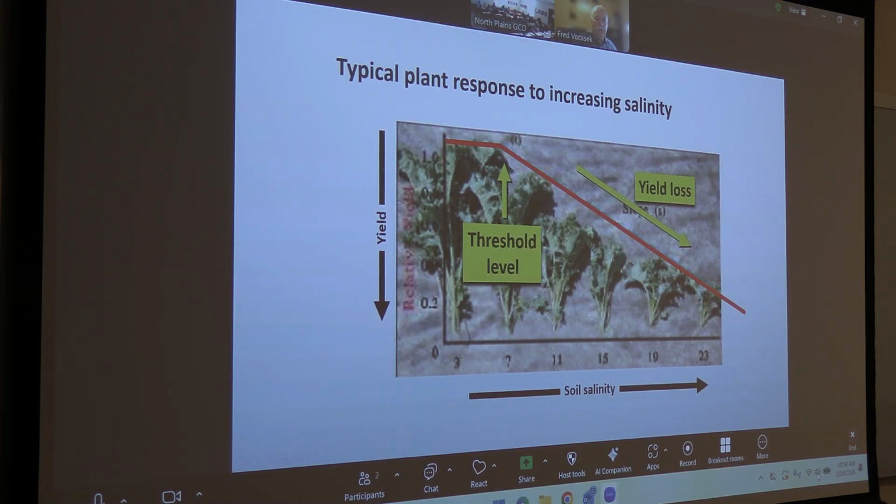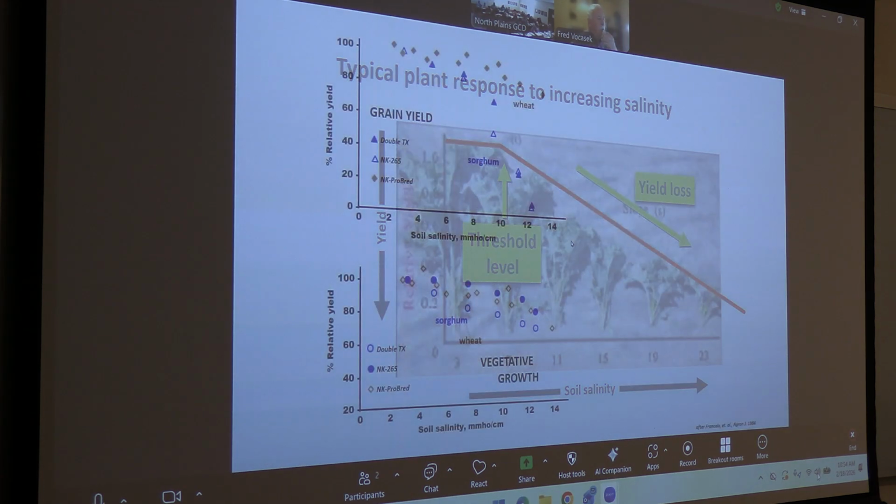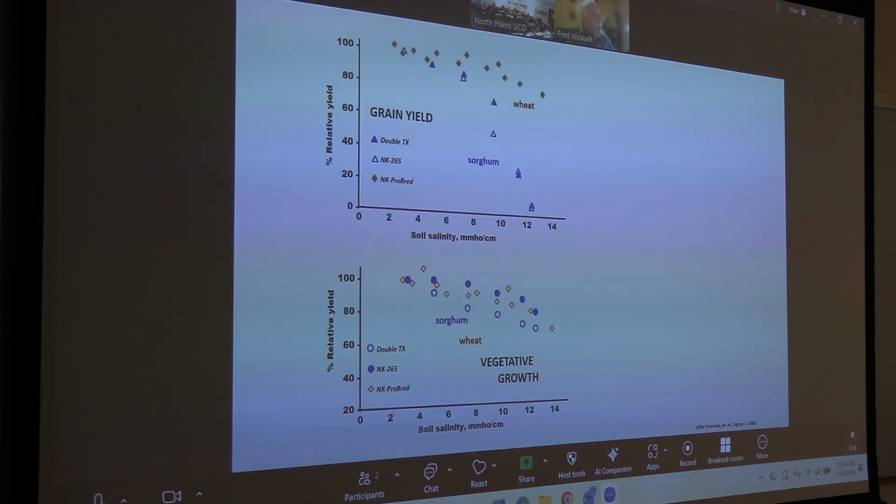And it may be very fast, it may be very slow, it may be very high, it may be very low. But just to give you an example here, I ran across these experiments where we'll take a look at grain yield. This was a comparison of wheat and sorghum. So what we're seeing is the percentage of the yield, where we had 100% or 50% or 0% of yield, with increasing soil salinity. As we look at sorghum, we reached our threshold point here, and we got a certain drop off. Wheat had a threshold point that was a little bit higher, but the decline in yield with increasing salinity was less and less.